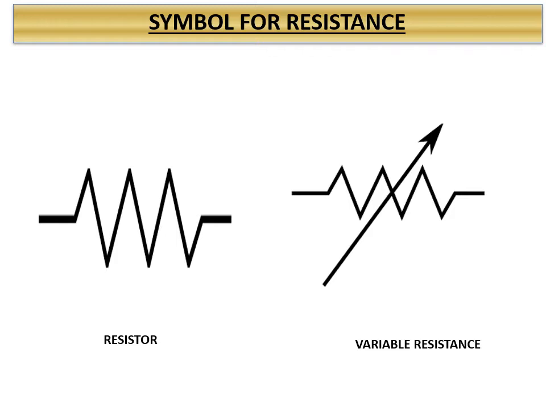The other one is variable resistance. Actually, it is a symbol for a rheostat. In a circuit diagram, we represent the rheostat like this, which can vary the resistance in a particular part of a circuit.